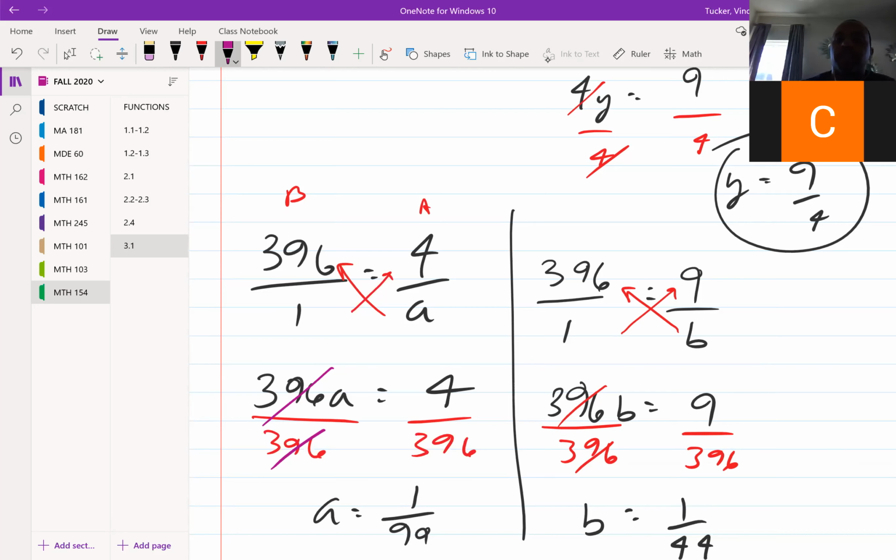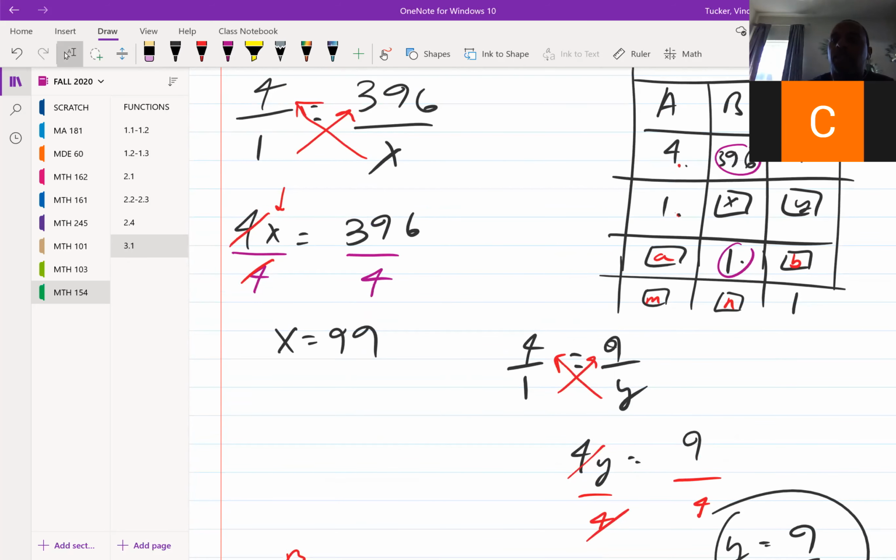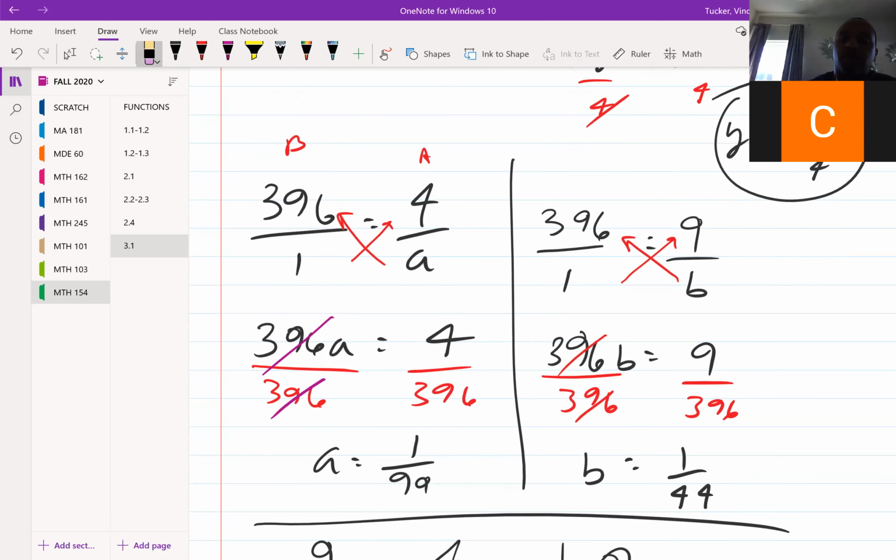All right. Same type of situation for the next one. And remember, that was a 9. And so I use B to represent that variable. And we follow the same process. 396 times B, 9 times 1. Then we'll divide both sides by 396. And 9 over 396 reduces down to 1 over 44. All right, questions?